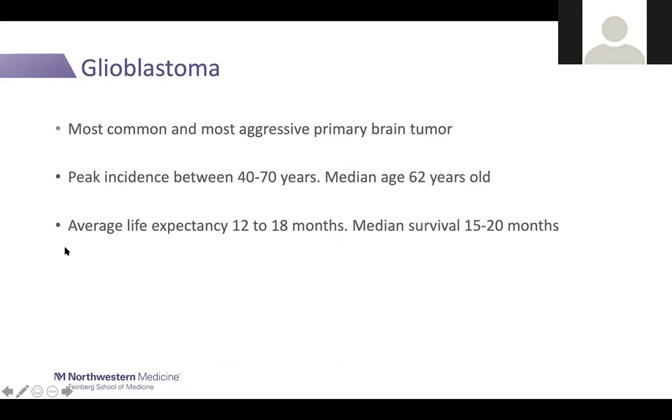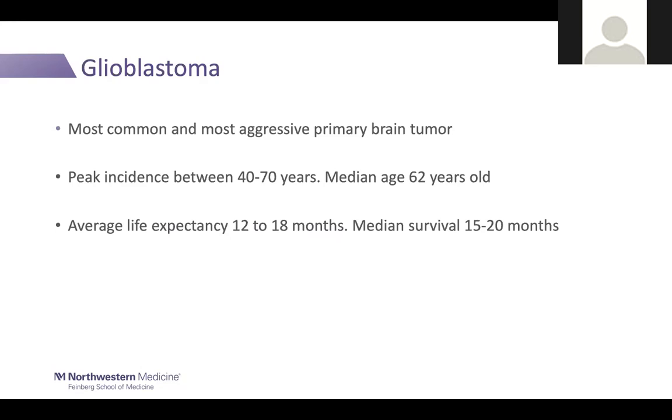So we'll talk first, based on each tumor, and we'll start with glioblastoma. It's the most common tumor that we see in our clinics. It's unfortunately the most common brain tumor that affects the general population, and it also tends to be the most aggressive primary brain tumor. It can affect people of a general age range in the 40s to 70s.